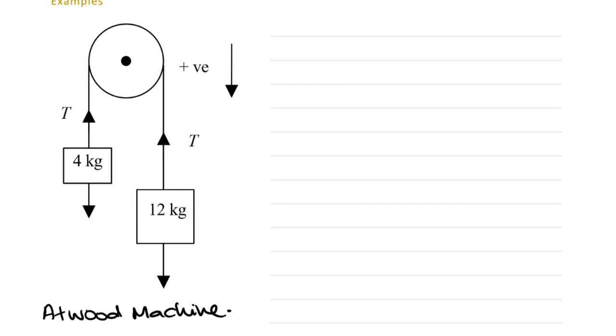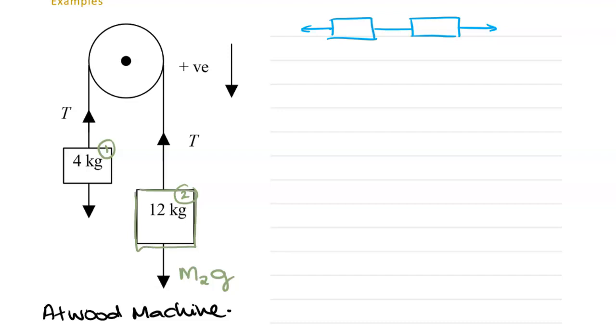This is a lot like our previous car examples, car and towing, except now we've got two driving forces acting here. The first driving force, let's call this one mass 1, and we'll call this one mass 2, is going to be m2 times g, the force due to gravity acting on this block here. And the other driving force is m1g, the force due to gravity acting on this block here.